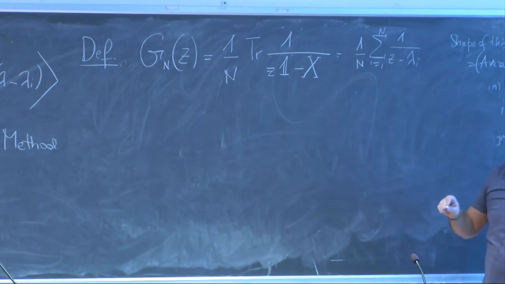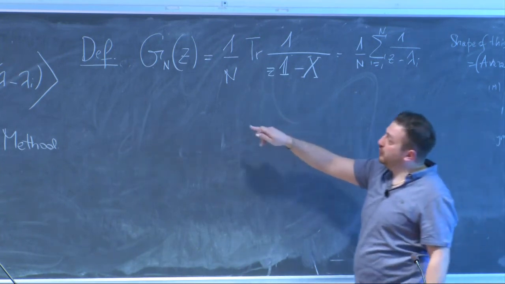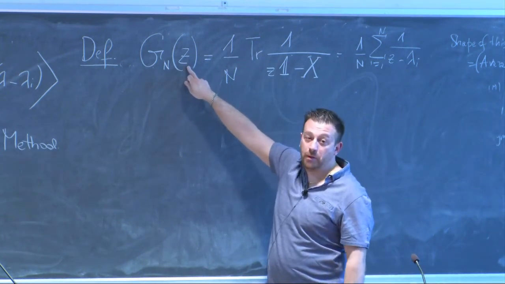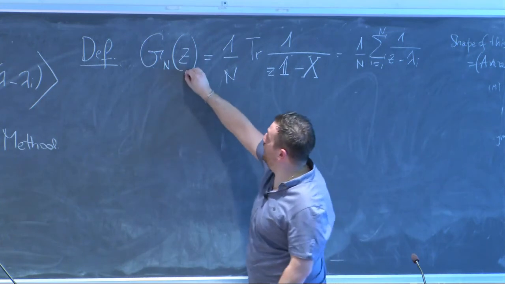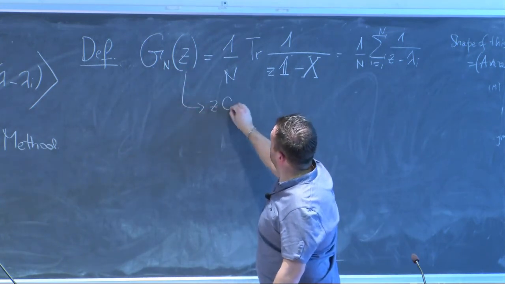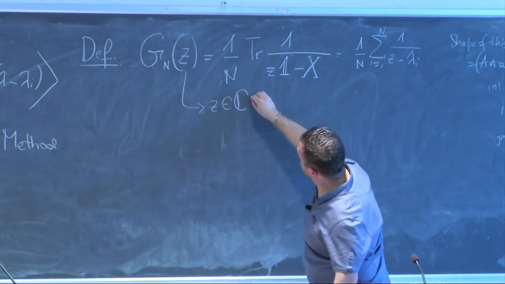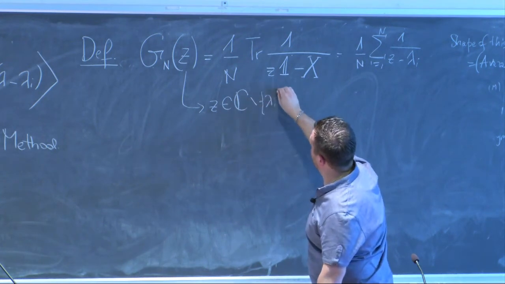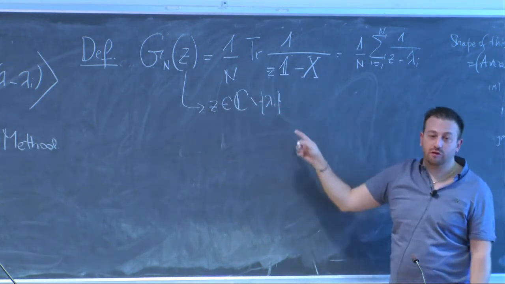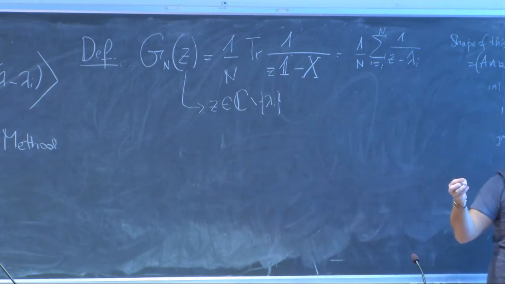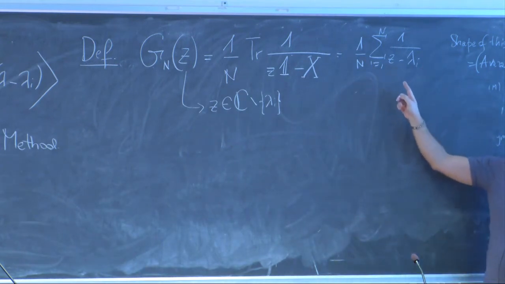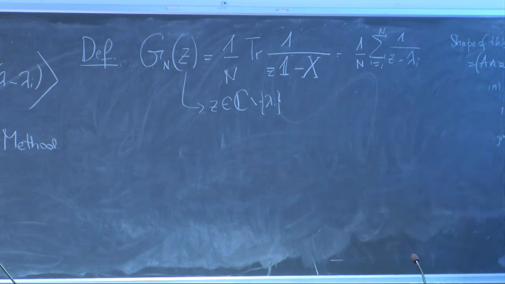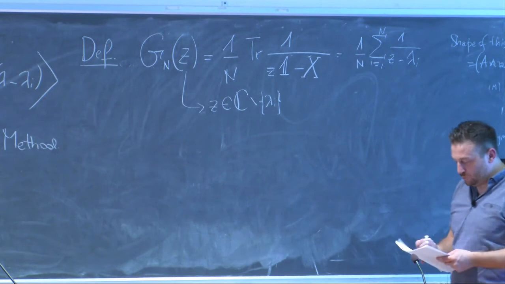So far there is nothing random. The important thing is that z is taken to be a complex variable. So z belongs to the complex numbers minus the set of the eigenvalues, because otherwise this object is not defined. So it is a function that is defined on the complex plane except the set corresponding to the eigenvalues. Okay? And this is defined for any fixed matrix.